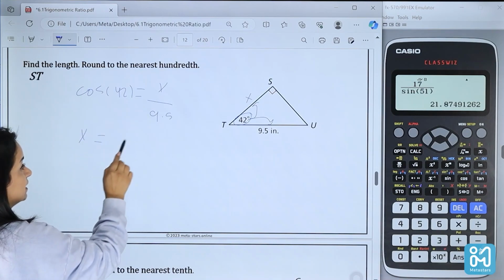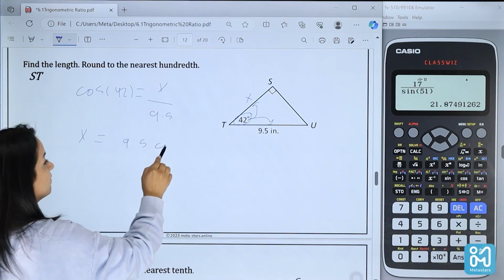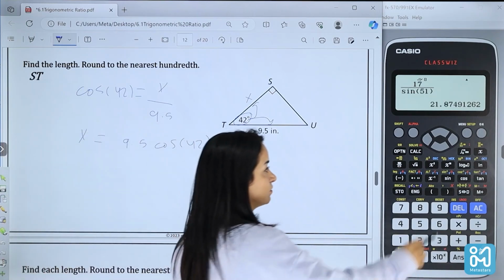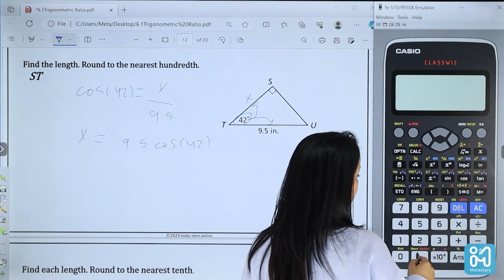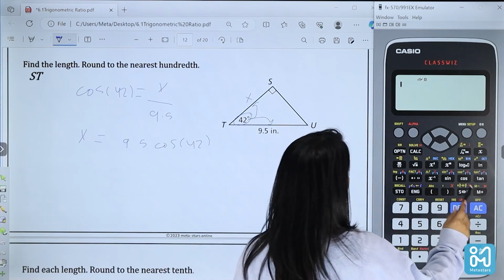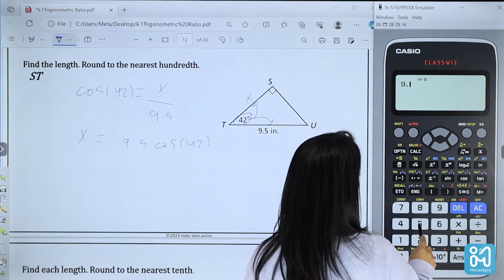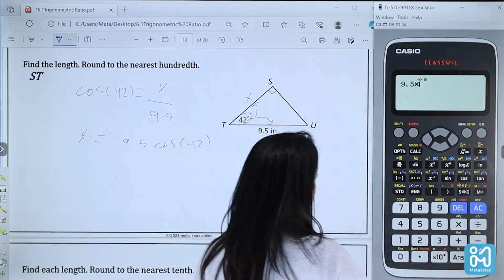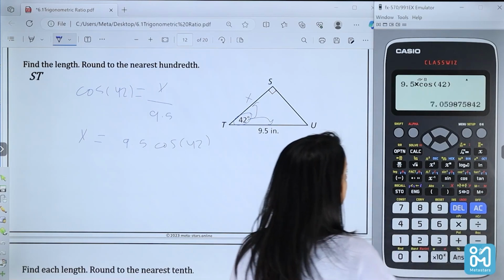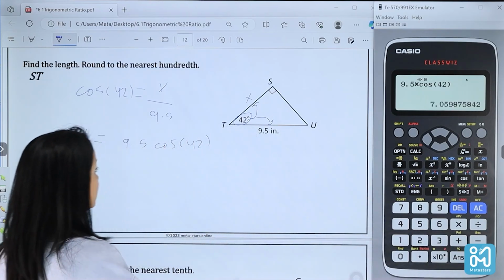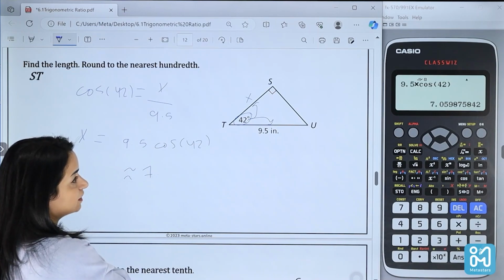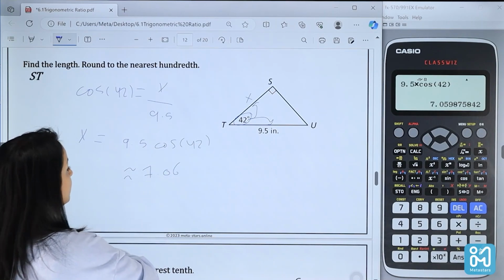So x is equal to 9.5 times cosine 42. So the answer is going to be equal to what? Here it's approximately equal to 7.06.